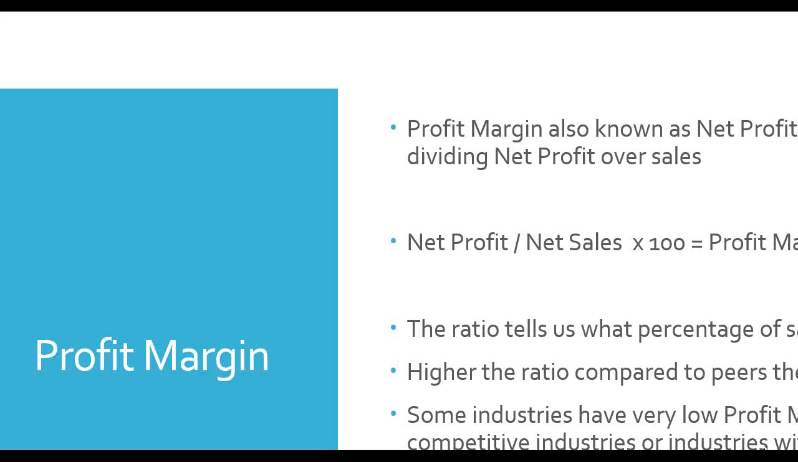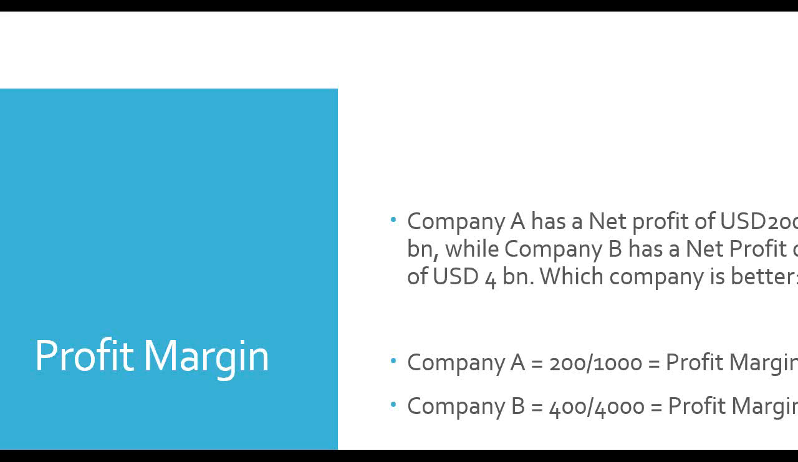Let's see an example. We have two companies over here, company A and company B. Company A has a net profit of $200 million and sales of $1 billion, while company B has a net profit of $400 million and sales of $4 billion. Which company is better? For company A, the net margin would be 200 million, which is the net profit, divided by sales of 1 billion. The net margin is 20%, while for company B, the net profit is 400 million divided by 4 billion of sales. So the net margin is 10%.